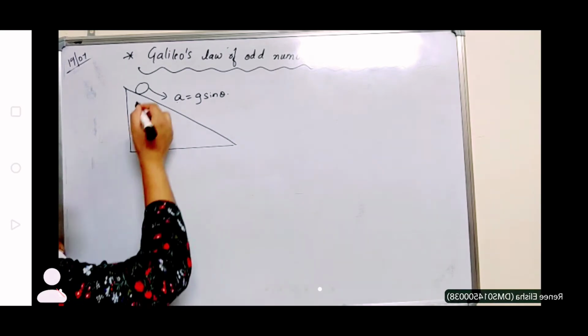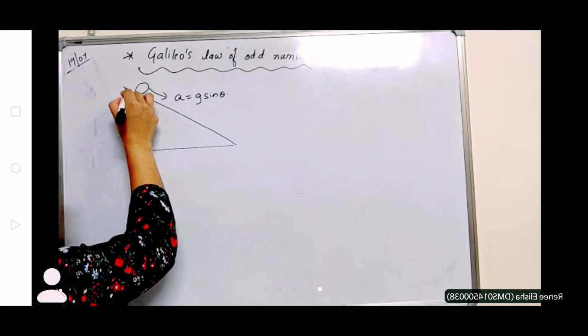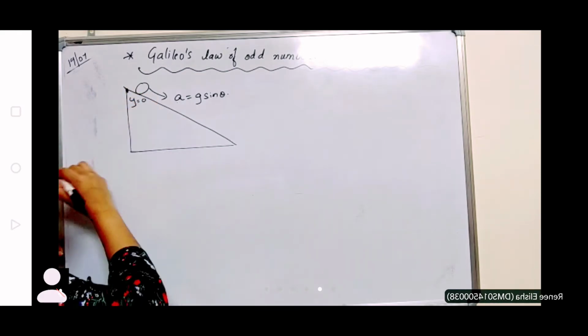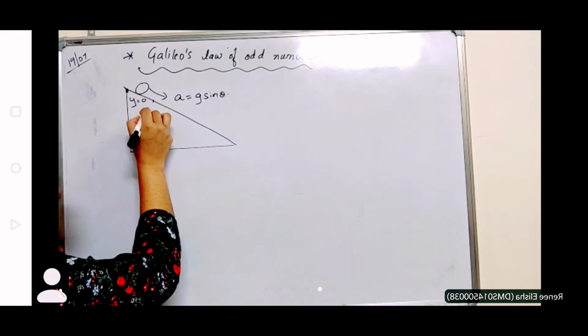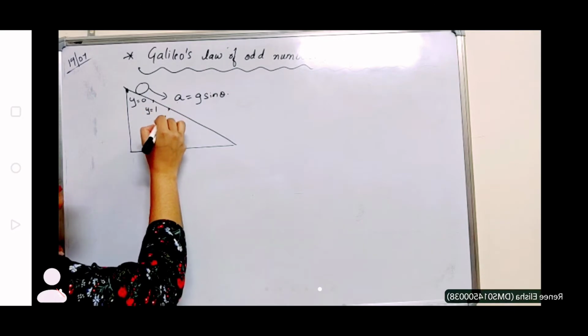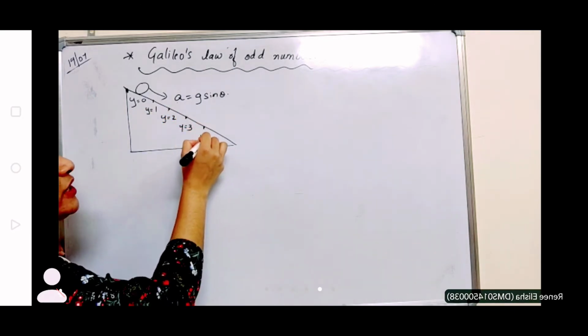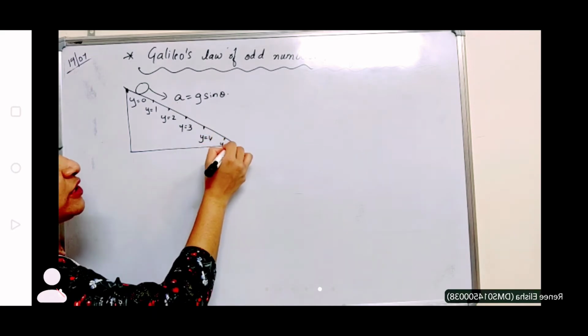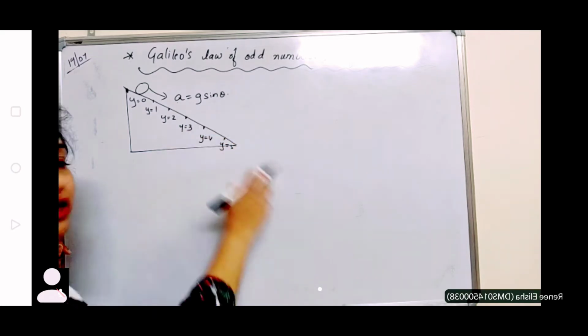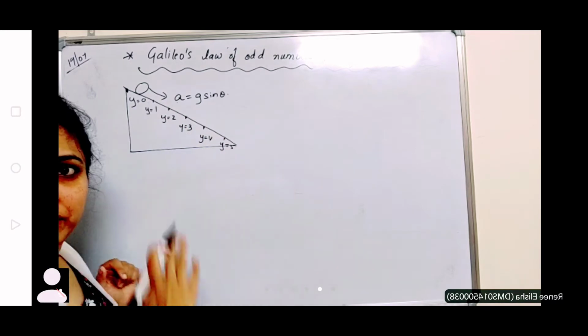Now suppose this is the position, at this position y is equal to 0. Here at position 1, y is equal to 1. Position y is equal to 2. At position y is equal to 3. Here at position y is equal to 4. Here at position y is equal to 5, so on. It goes on, so the position changes. He took certain units.